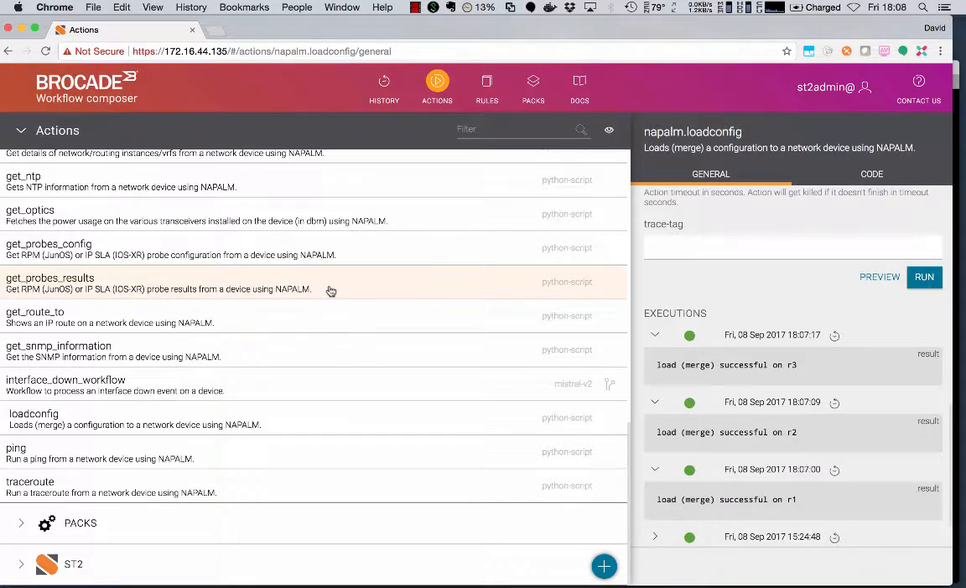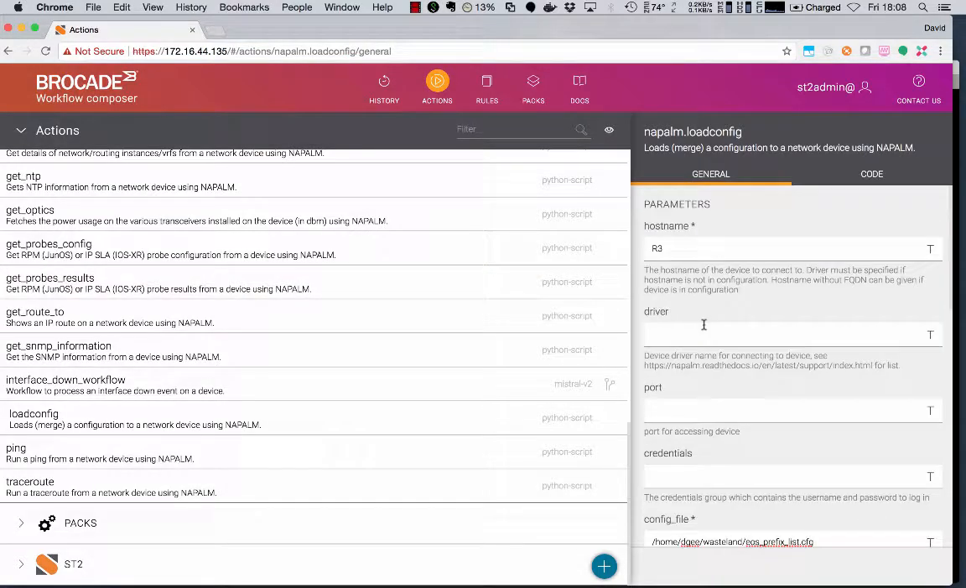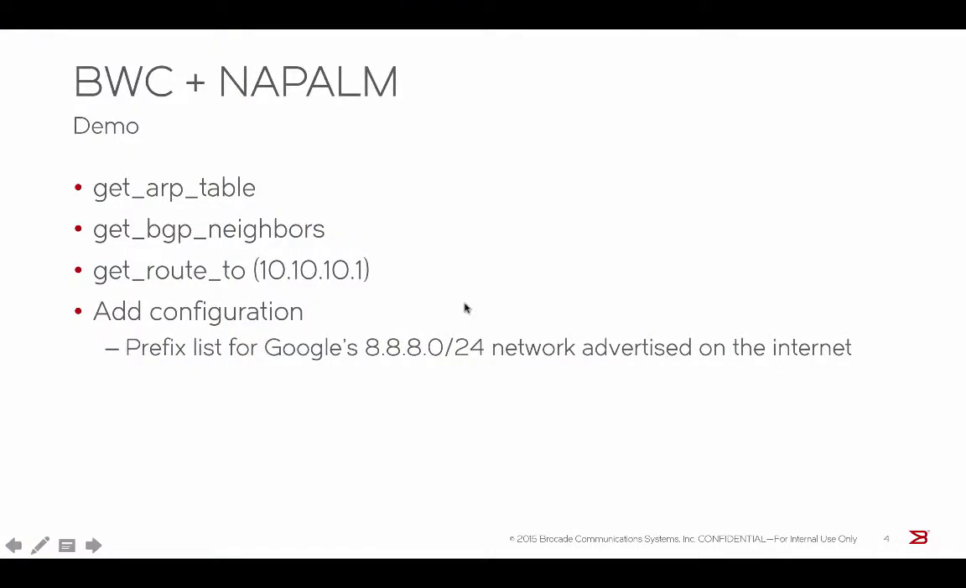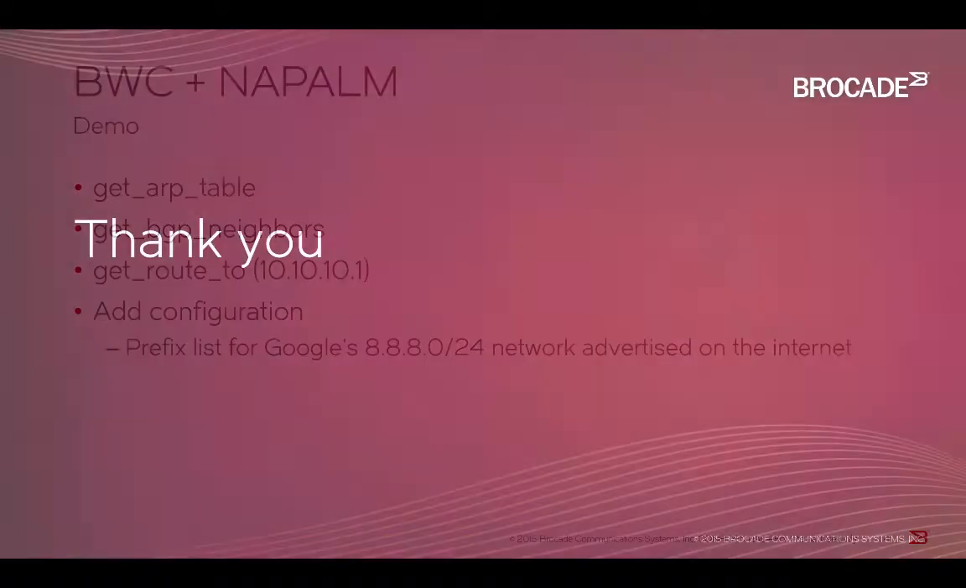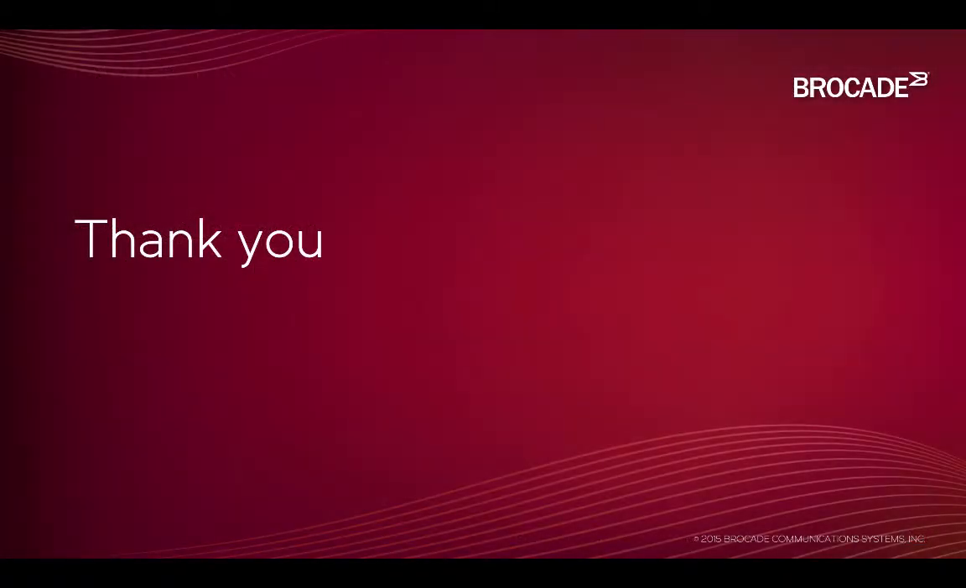So, audience, ladies and gentlemen, boys and girls, this is it from our short demo. We've gone through a get ARP table action, a get BGP neighbors action, a get route action, and added configuration to each of the routers. Now this could be much more complex. It could be adding in, say, EVPN configuration, and we could possibly do that via some kind of template. But that is it. So thank you, and tune in soon.